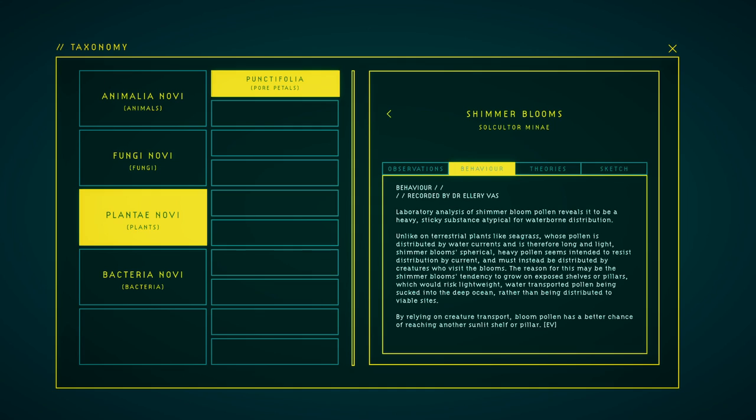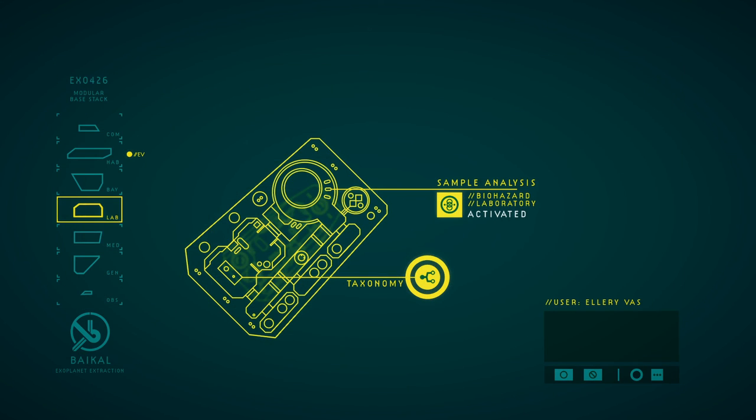Unlike on terrestrial plants like seagrass, whose pollen is distributed by water currents and is therefore long and light, shimmer blooms' spherical heavy pollen seems intended to resist distribution by current and must instead be distributed by creatures who visit the blooms. The reason for this may be the shimmer blooms' tendency to grow on exposed shelves or pillars, which would risk lightweight water-transported pollen being sucked into the deep ocean, rather than being distributed to a viable site. By relying on creature transport, bloom pollen has a better chance of reaching a sunlit shelf or pillar.